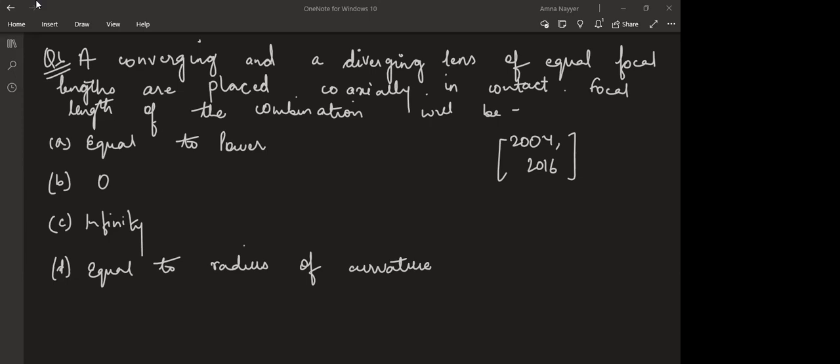Okay, let's start with it. The question is written there: a converging and a diverging lens of equal focal lengths are placed coaxially in contact. You have to find the focal length of the combination. Is it equal to the power of the combination, 0, infinity, or the radius of curvature? Very slight calculation is involved. This question has repeated twice, once in 2004 and again in 2016. So try it till the time others are joining back.